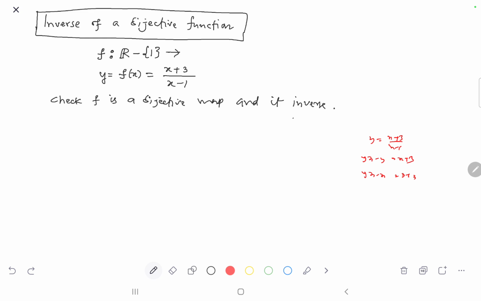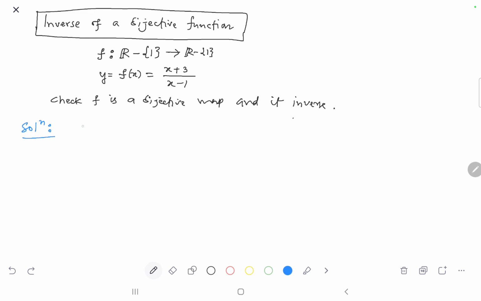Let me put here R minus 1. So we have a function from R minus 1 to R minus 1 defined by this. We check that it is bijective and we calculate the inverse of it. The solution here.